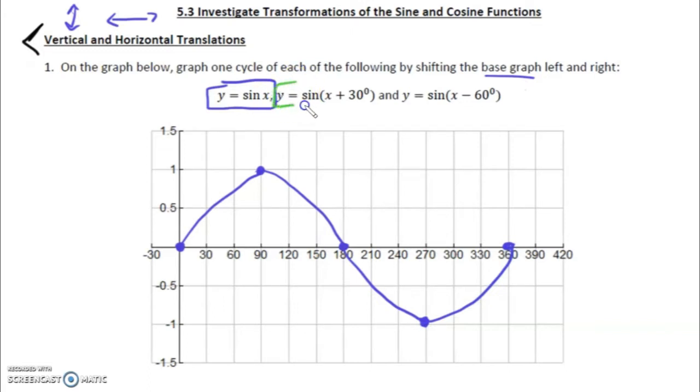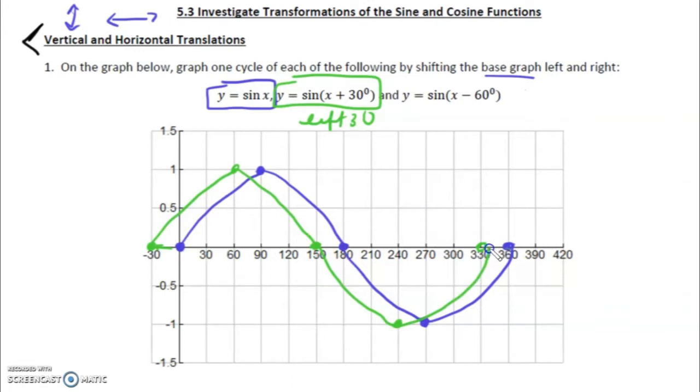Now, if we take a look at y equals sine bracket x plus 30, we know that this is going to go to the left 30 degrees. We're going to take each one of these five points and shift it to the left 30 degrees. Instead of naming them right on my graph, I'm going to box them so it's going to be a legend for us.